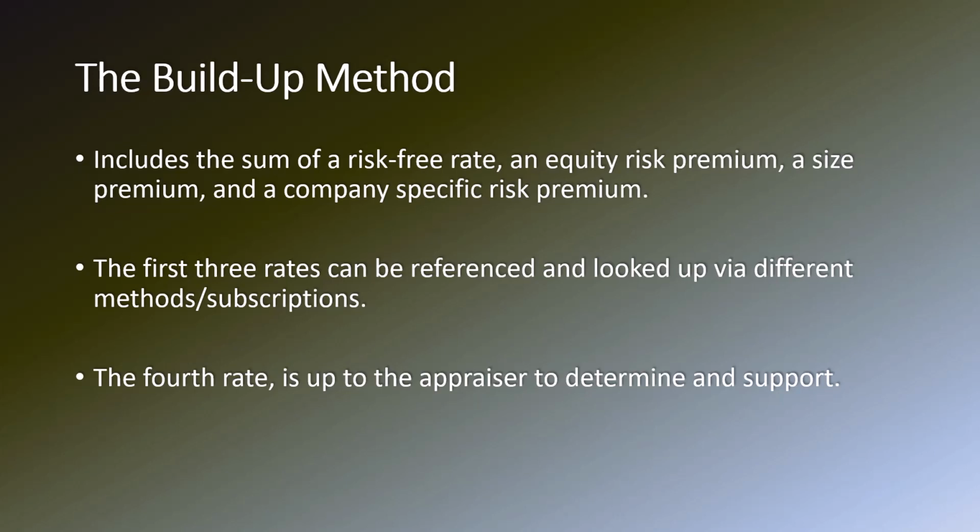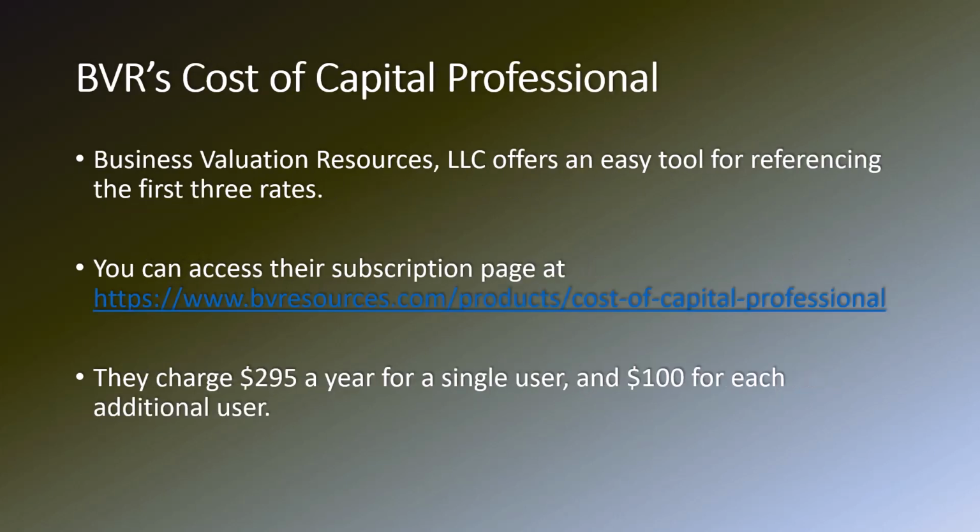Those first three rates, you can look them up. They're available in charts and graphs and sources. BVR's Cost of Capital Professional is one way of getting that information. The fourth rate, the company-specific risk premium, is up to the individual appraiser to both determine and support that conclusion. So that's another topic, and we can talk about it in more detail some other day.